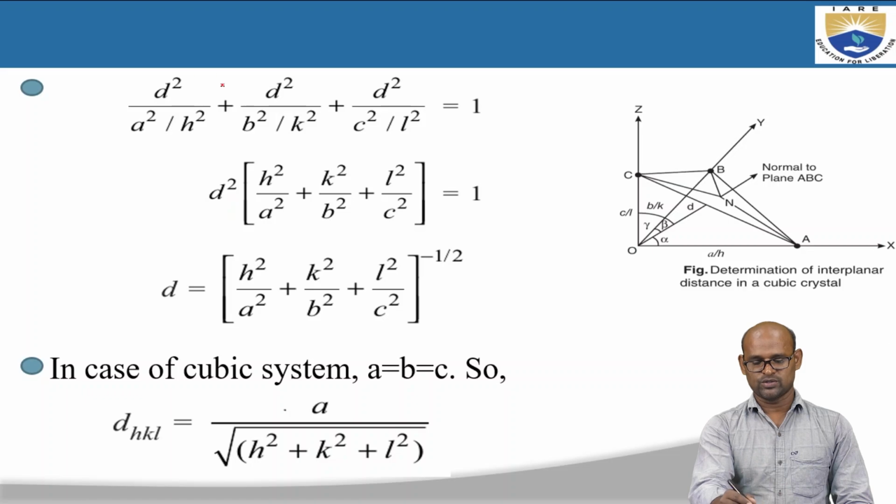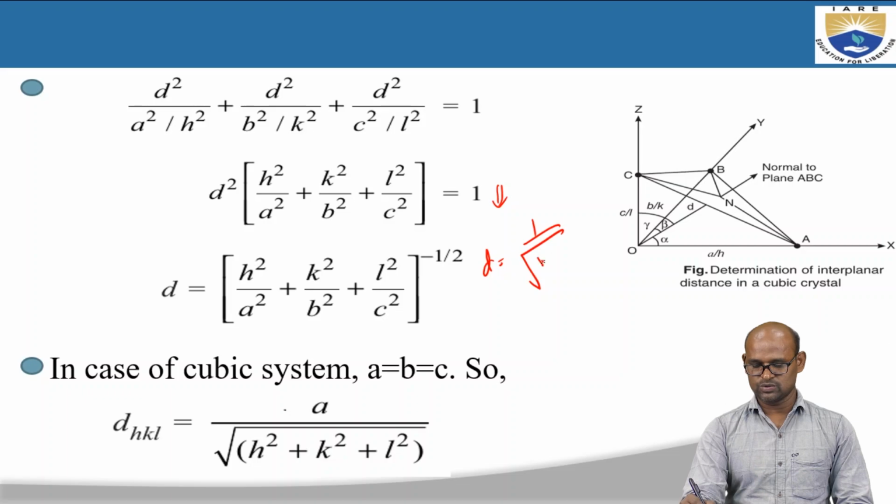So I got h square by a square, k square by b square, and l square by c square. So then from this equation, I get d will be 1 by square root of h square by a square plus k square by b square plus l square by c square.